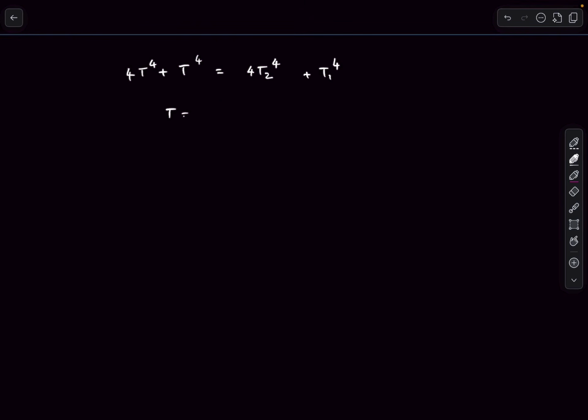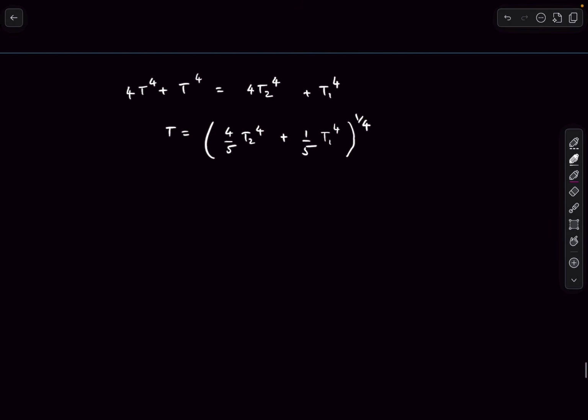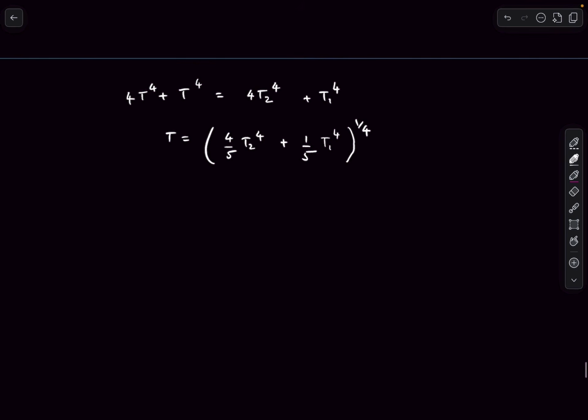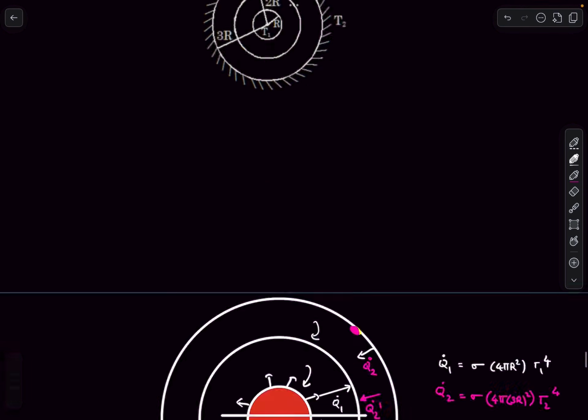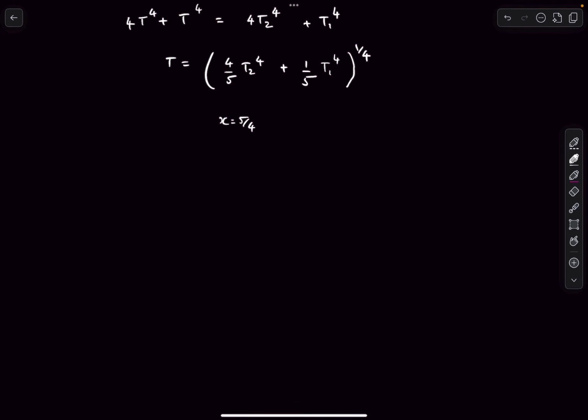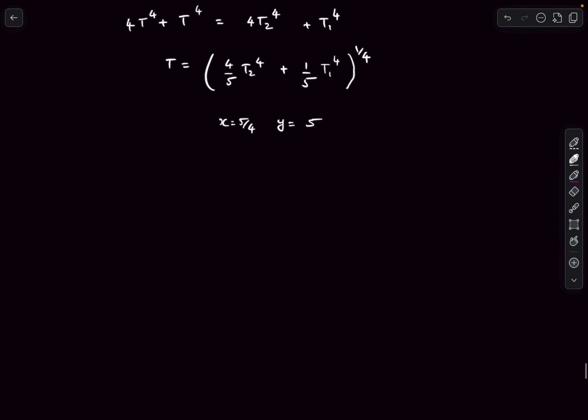So from here, T turns out to be 4 by 5 T2 to the power 4 plus 1 by 5 T1 to the power 4, and the whole thing raised to the power 1 by 4. So this is the temperature of the middle shell. The question expressed it in this fashion, so X would be just 5 by 4 and Y is just 5. So now we can just add it if you want.